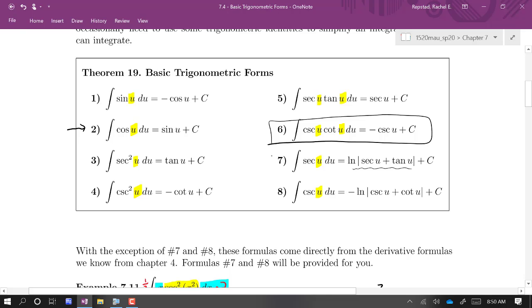You should be in the habit of being able to, with enough practice, so that you don't need to refer to formulas 1 through 6. Formula 7 and 8 will always be provided for you, and yes, when you take this test, you can make a note card, so you can put whatever formulas on it that you want. But these first 6 formulas come from derivatives that we already know. So with enough practice, I think you probably won't even need to rely on referring to those formulas.